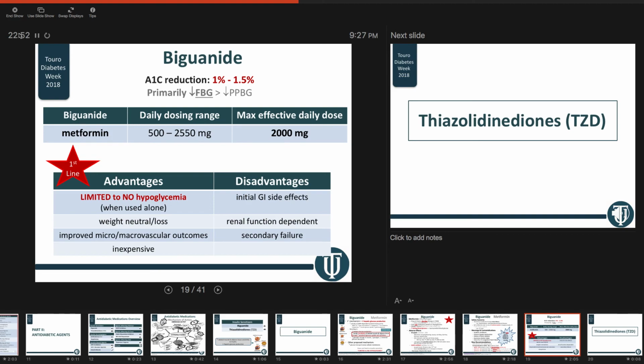In terms of disadvantages, initially patients might get some GI upset like vomiting, diarrhea. This medication is renally cleared, so as I mentioned earlier, if the renal function is low, we need to be careful, and if it's really low, we need to stop the medication. And we've seen some secondary failures, so that means some patients might not respond to this medication.